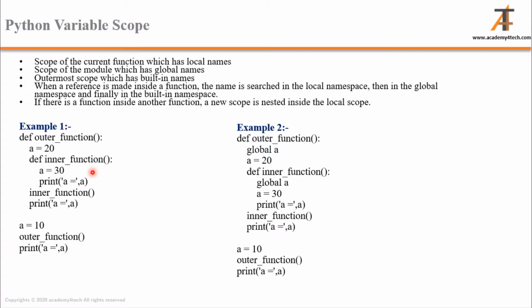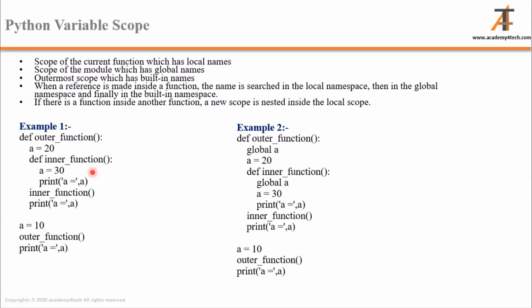Let's have a look at Python variable scope. We have two types of scope in Python: the local scope and the global scope. Global scope indicates that a variable can be accessed both inside and outside a function, but in the local scope, the scope of the particular variable will be within the function.